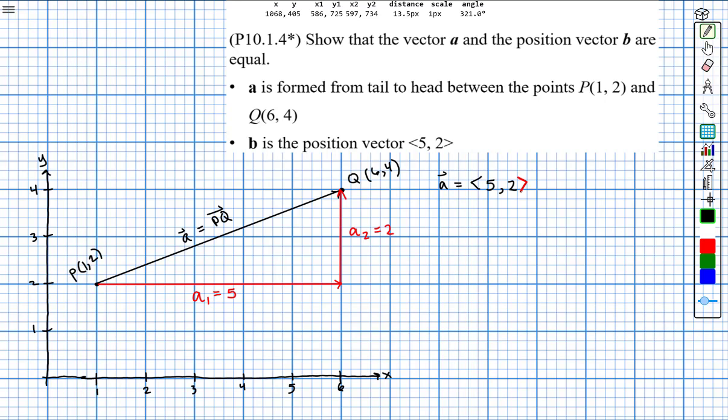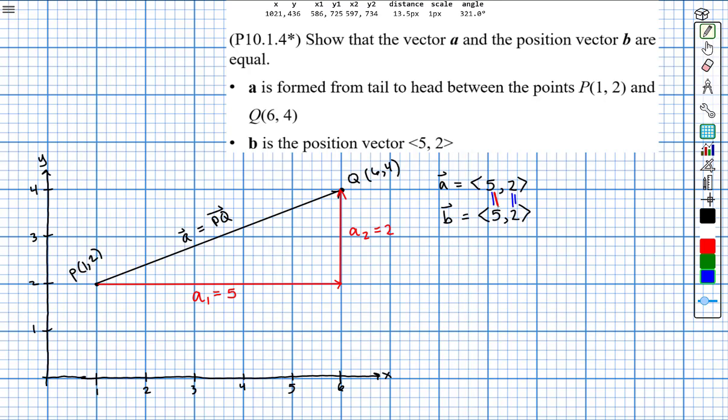And you know what? The components of vector A match the components of vector B, which also has components of 5, 2. So these vectors are equal. Remember, two vectors are equal if and only if their components are equal. So here we see that the x component of vector A is equal to the x component of vector B. The y component of vector A is equal to the y component of vector B.